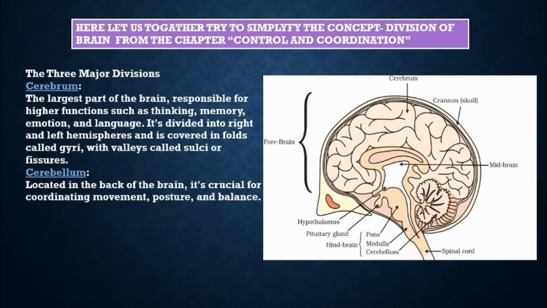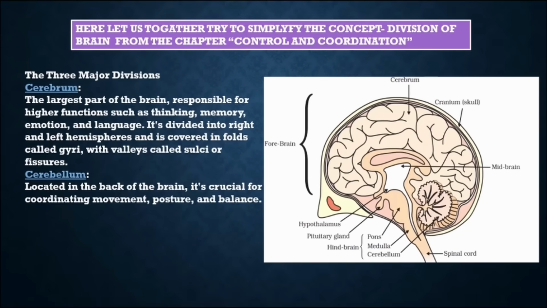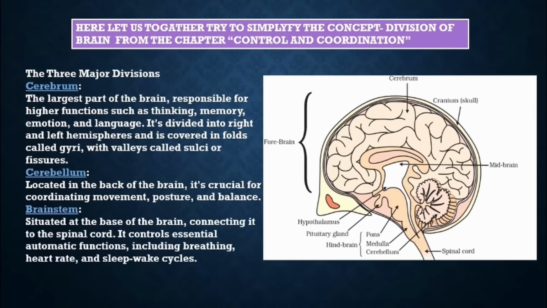The next part is called the cerebellum, which is located at the back of the brain. You can see a pumpkin-like structure with the pons, medulla and cerebellum. The cerebellum, a flower-like or pumpkin-like structure located underneath the brain, is crucial for coordinating movement, learning new skills like riding a bicycle or bike, and managing posture and balance. There is another part called the brain stem, which is situated at the base of the brain, connecting to the spinal cord.